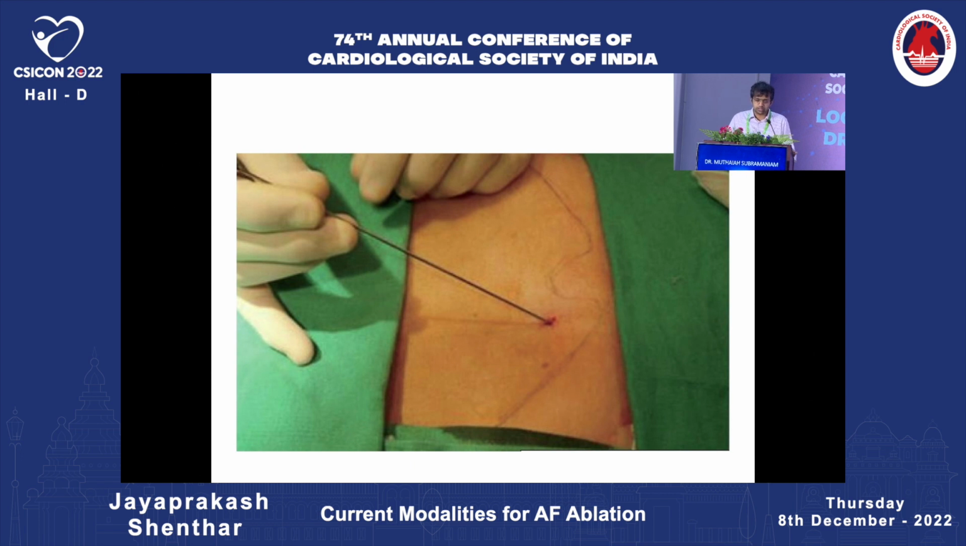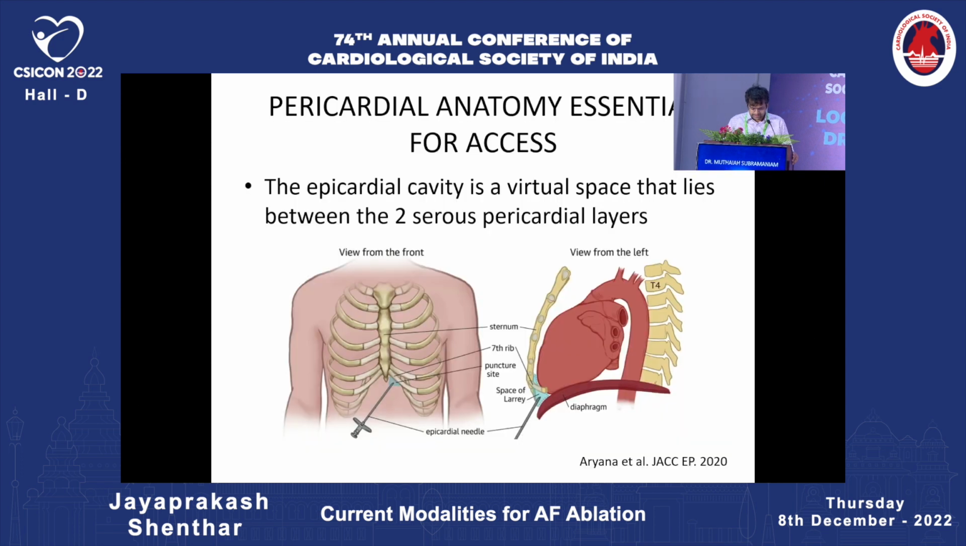So when you try to access the epicardium, usually we use a Tuohy needle, and sometimes it's slightly difficult to get these needles now, but it's a 150 millimeter, usually 18 gauge Tuohy needle that we use. And the idea here is you need to enter slightly leftward of the tip of the xiphoid process, and that is what you're seeing in the right side picture here.